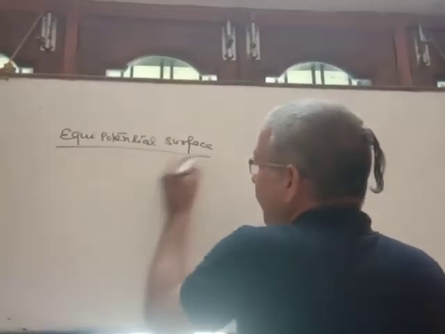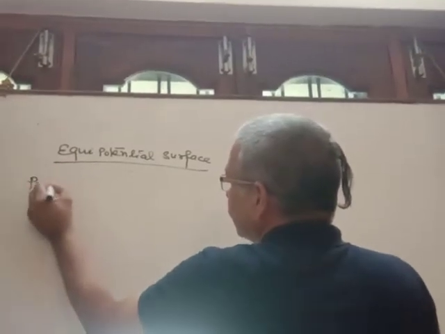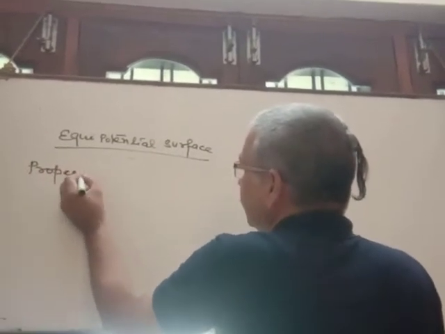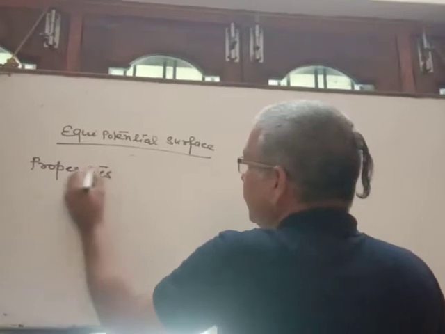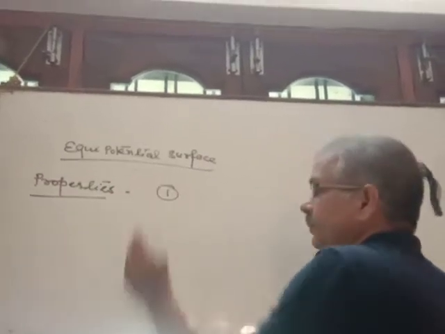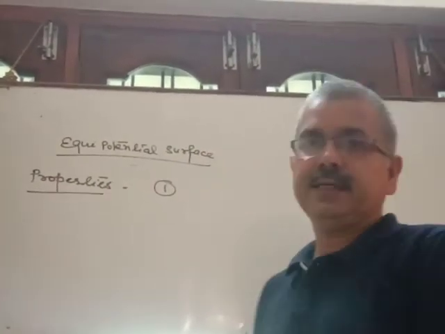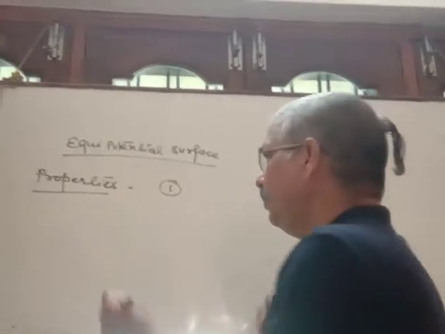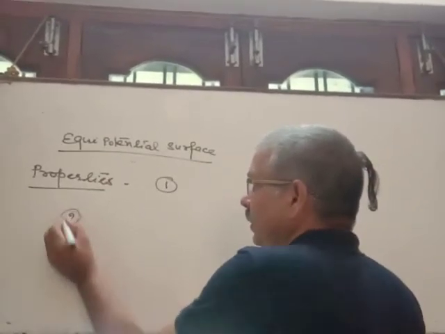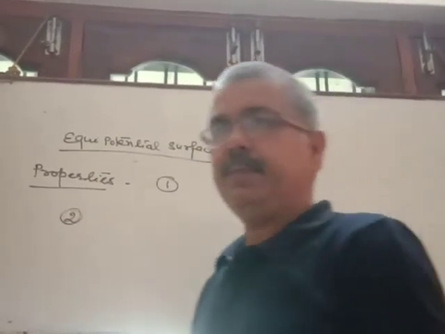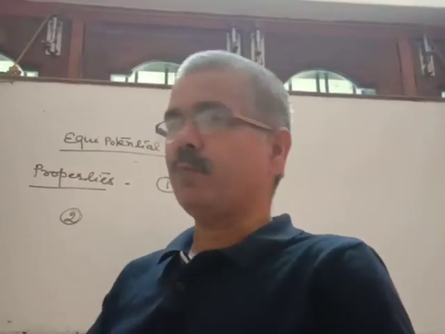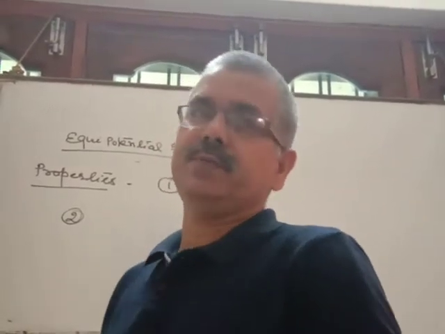Now, a few properties of equipotential surface. First property: the potential at each point of the field remains the same. Number 2: the work done in bringing a charge from one point to another on an equipotential surface is zero.